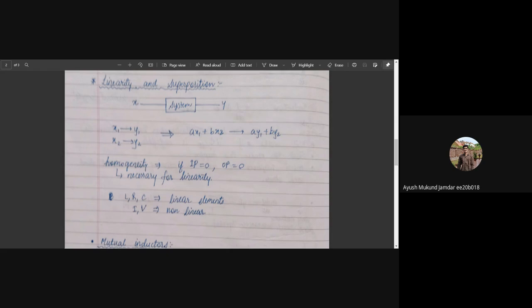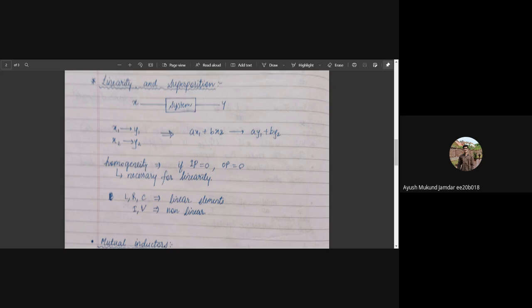So let's start with linear systems. So what are linear systems? Basically, if there is a system that operates on a signal, if we give it an input, say x1, it gives an output signal y1, and for an input signal x2, it gives an output y2. So if the system is fed with an input a x1 plus b x2, where a and b are constants, it should give an output of a y1 plus b y2 if it is a linear system.